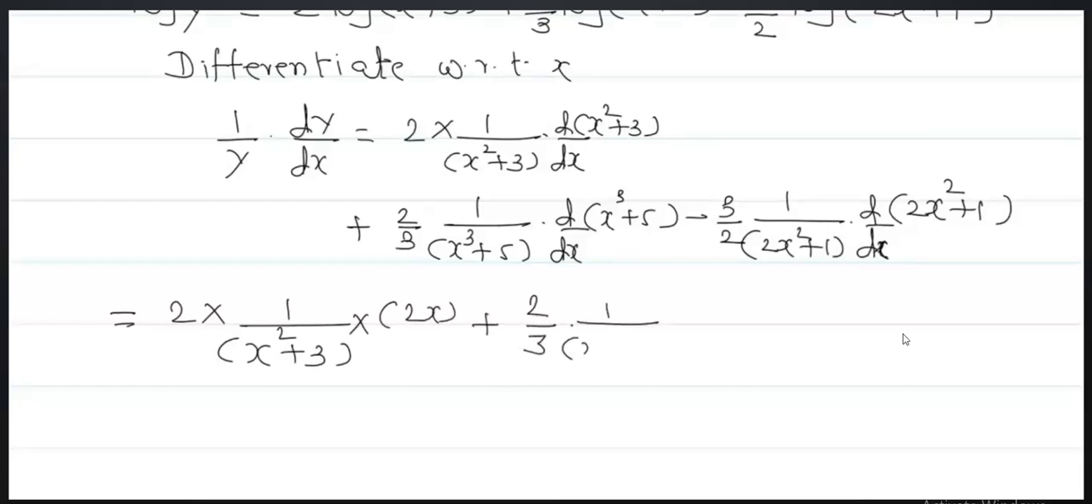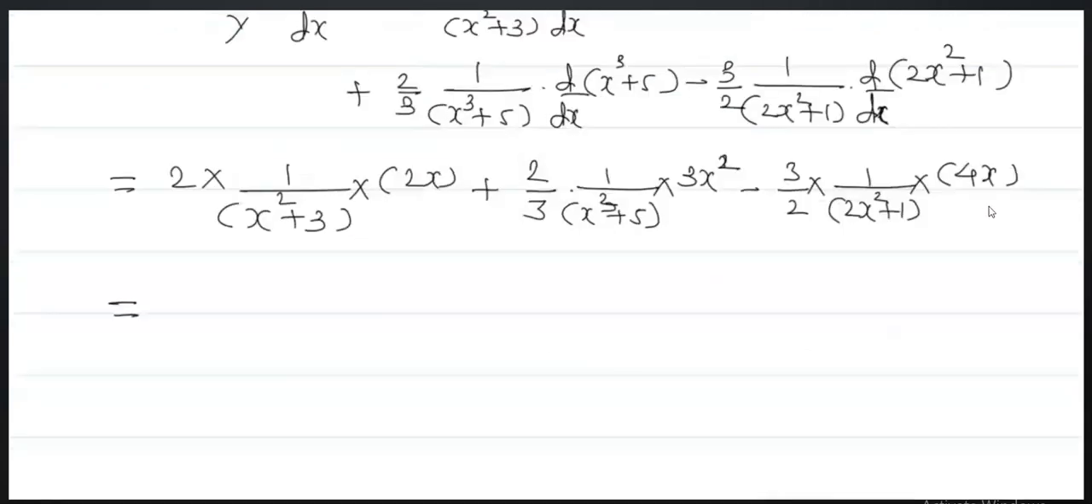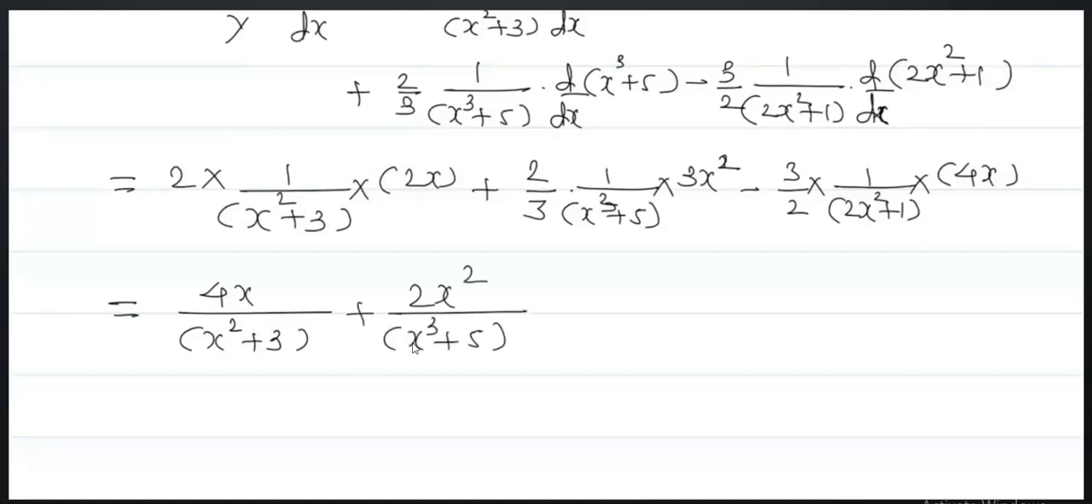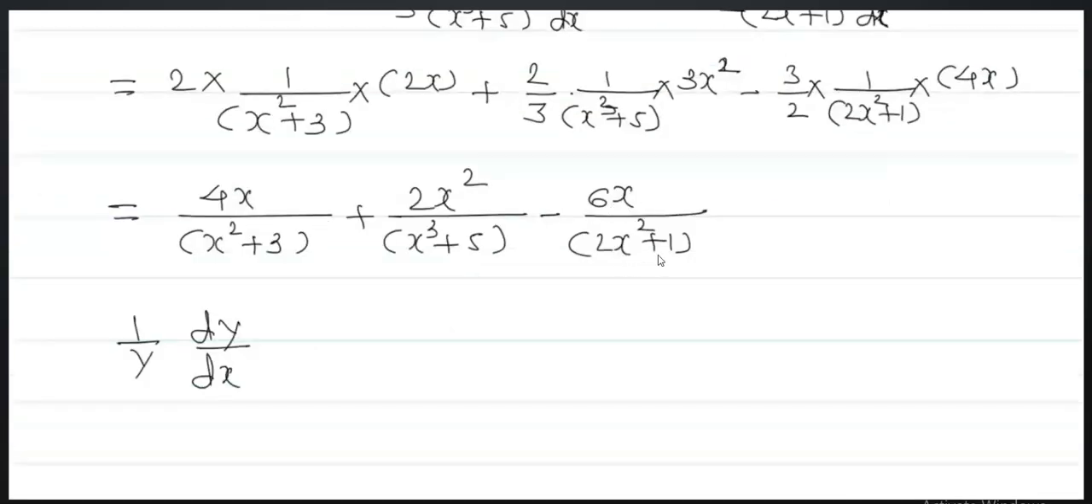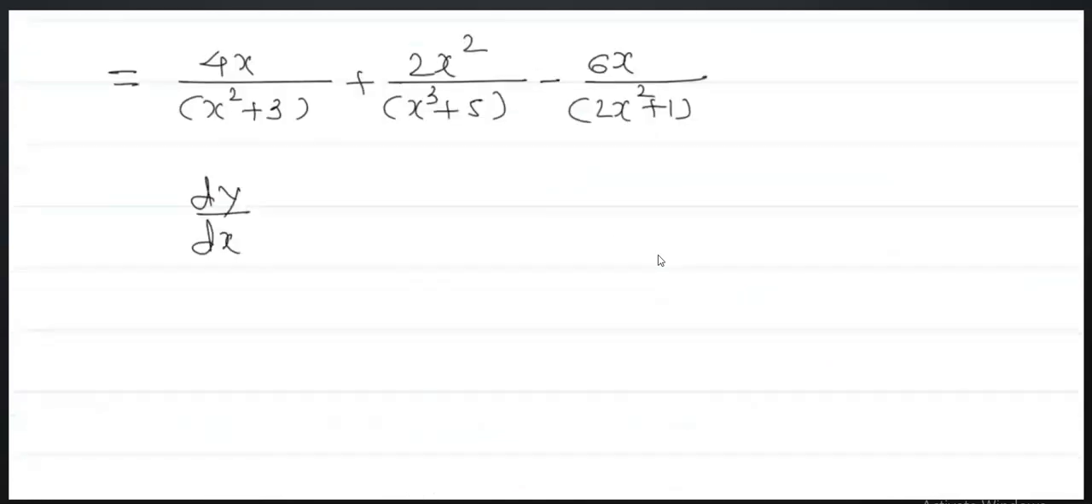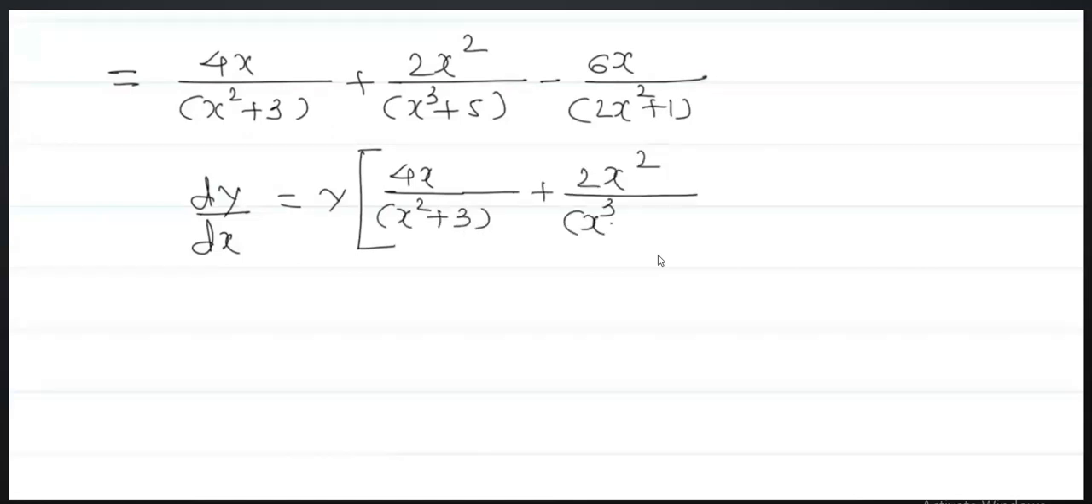Plus 2 by 3, 1 upon x cube plus 5 and the derivative of x cube is 3x square, derivative of 5 is 0. Minus 3 by 2, 1 upon 2x square plus 1, the derivative is 4x, derivative of 1 is 0. This is 4x upon x square plus 3 plus 2x square upon x cube plus 5. Here the 3 and 3 get cancelled, minus 6x upon 2x square plus 1. That's why dy by dx is equal to y into 4x upon x square plus 3 plus 2x square upon x cube plus 5 minus 6x upon 2x square plus 1.